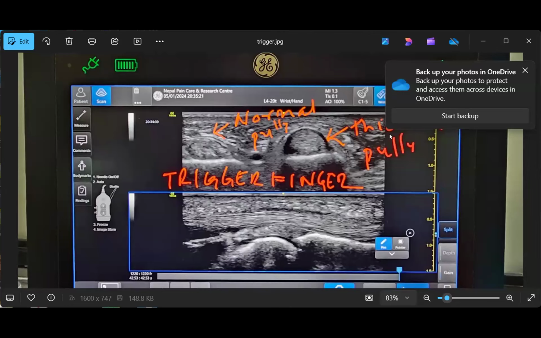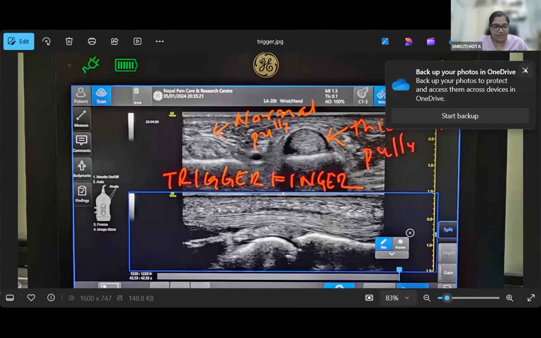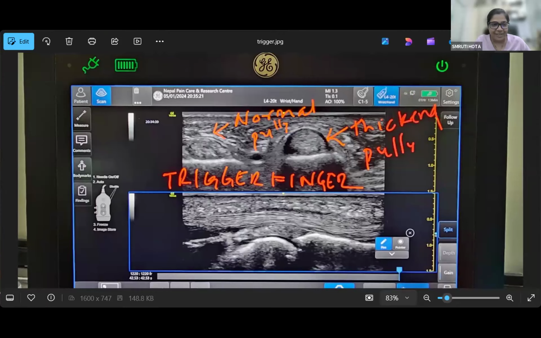This is a pathological slide you can see. Look, on the left side, you can see the normal pulley. But on the right side, sir?